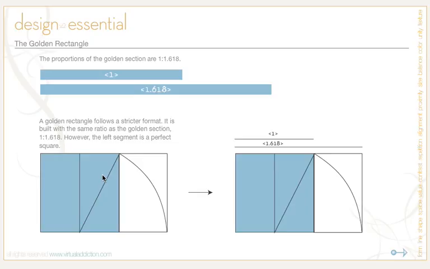The golden rectangle follows a little bit of a stricter format. It's built with the same ratio as the golden section. However, the left segment, the one shown in blue, is a perfect square, and then this one is not. It is based on the 0.618 ratio.